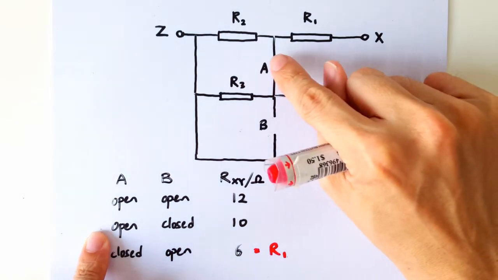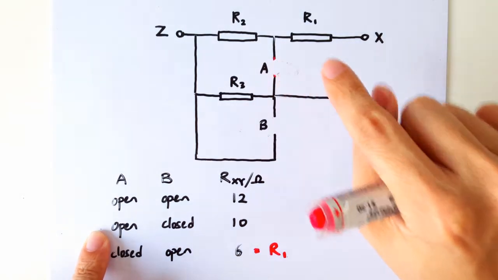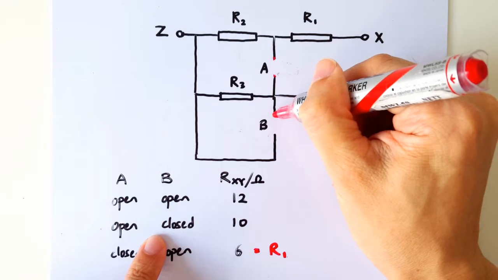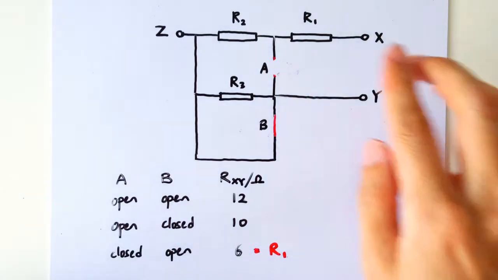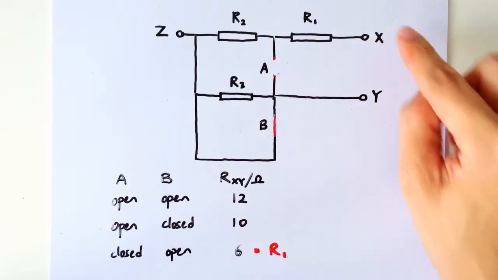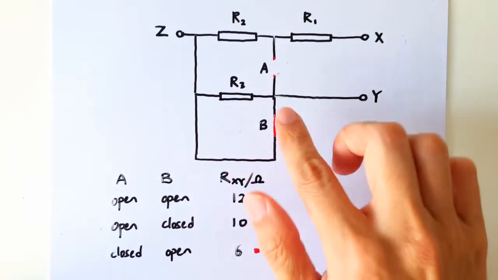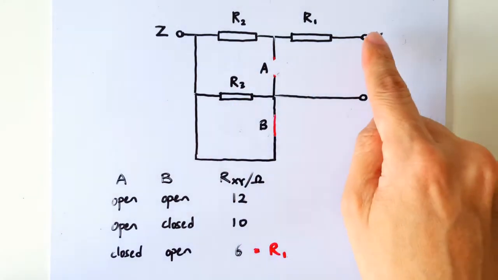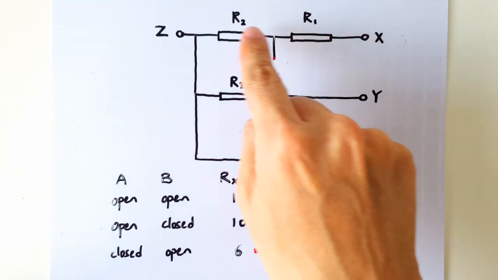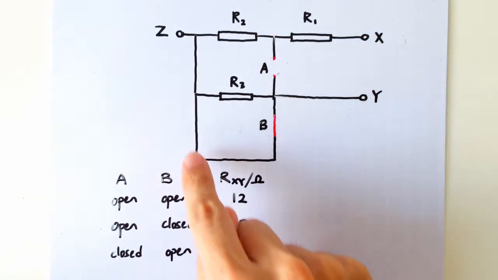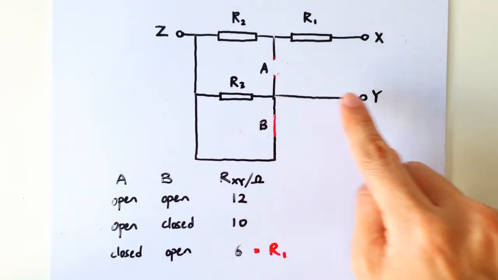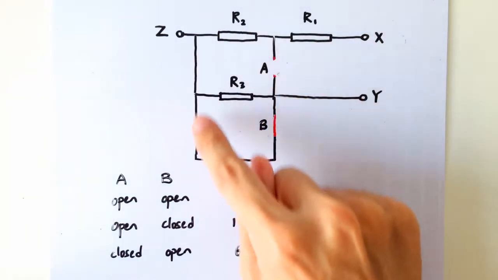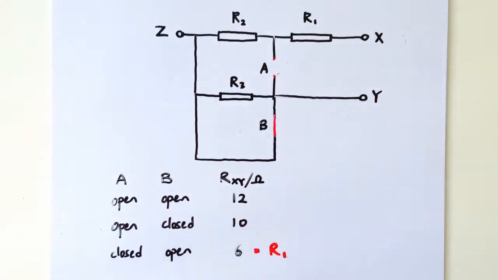This line says that if we open switch A and we close switch B, the resistance is 10 ohms. So what is the current path between X and Y when the switches are this way? So the current will have to go this way and then this way, right? That's the current path. That means the resistance between X and Y is R1 plus R2.